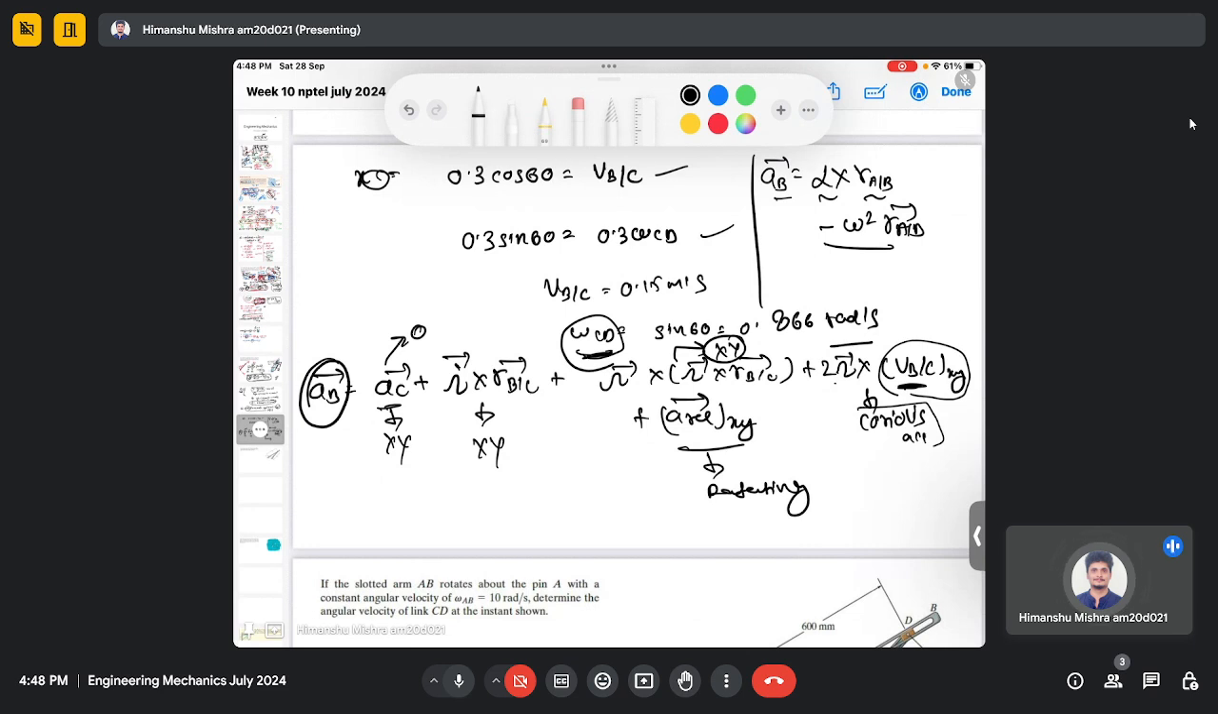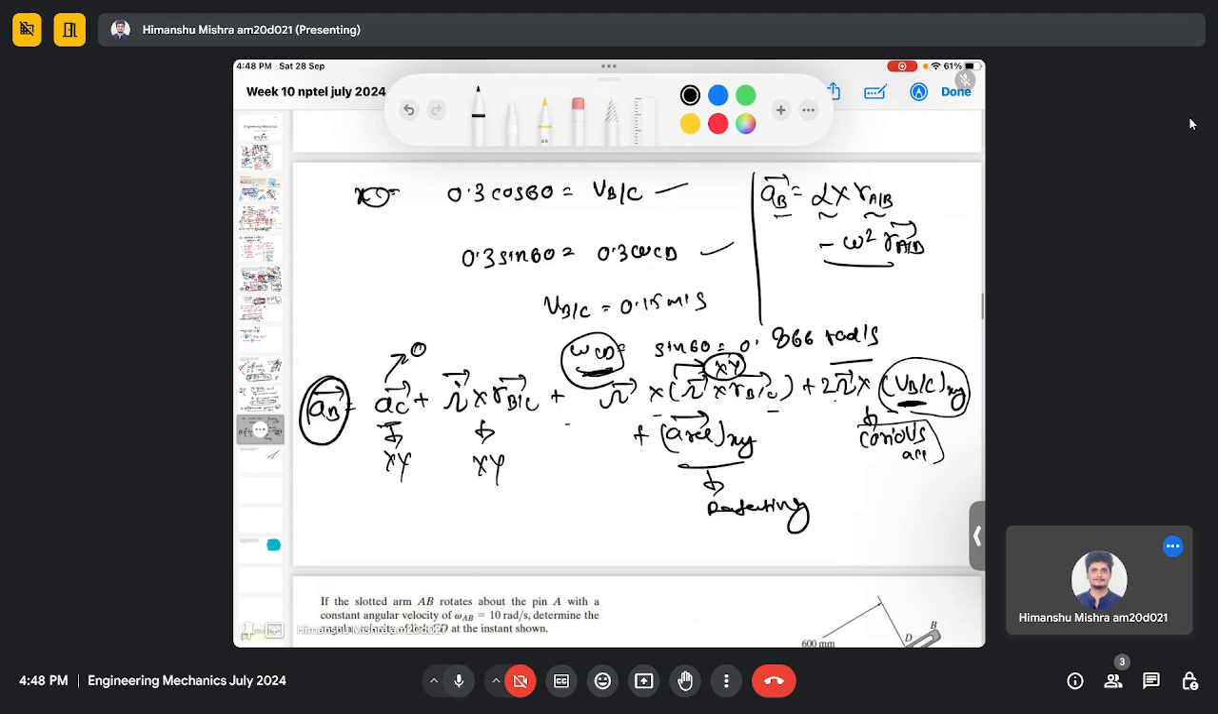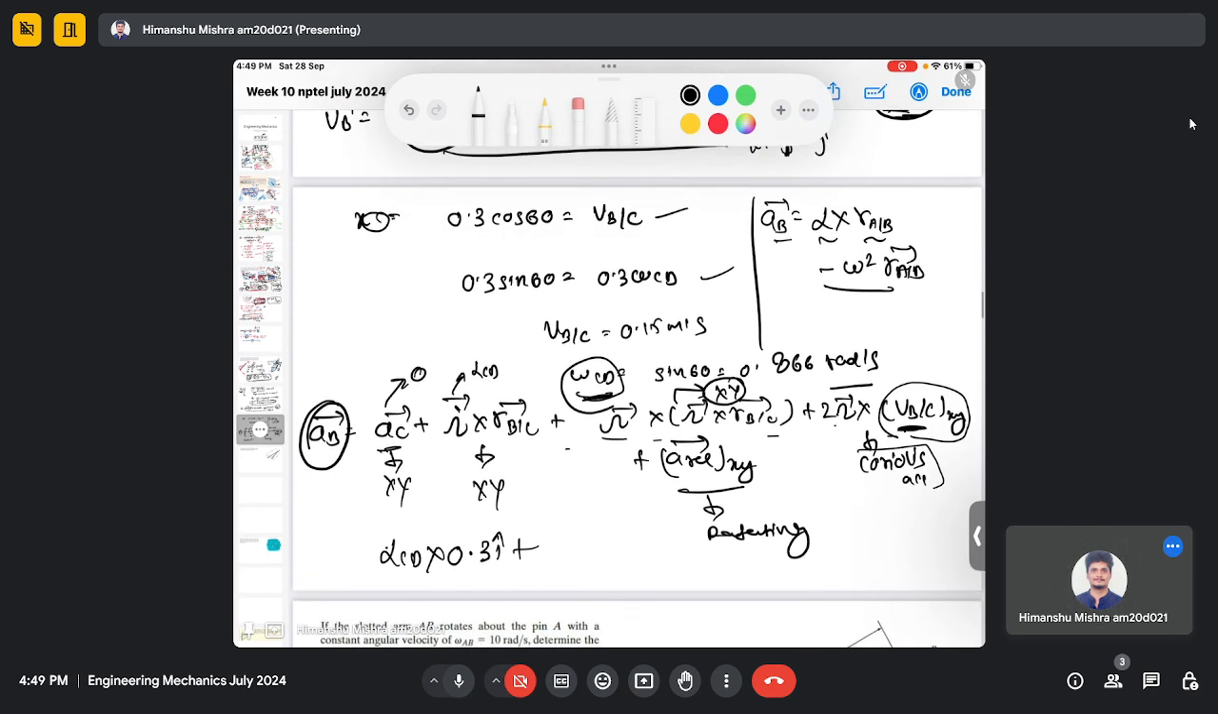And then we will substitute all the equations here. So omega dot is alpha CD. So alpha CD cross product with 0.3 I, plus omega, which is 0.866 that we found, in the k direction. And this omega is 0.866 in the k direction.